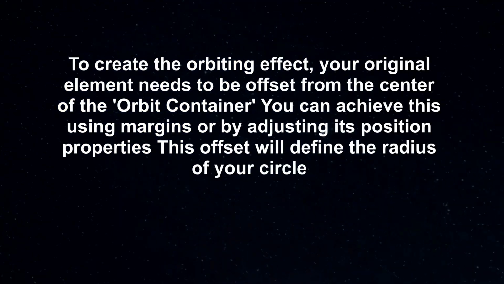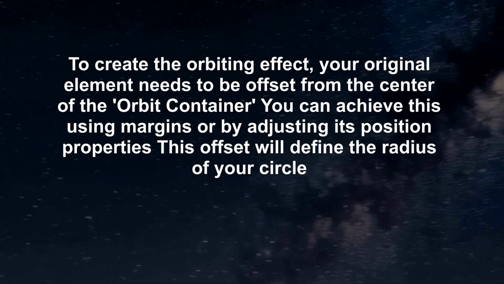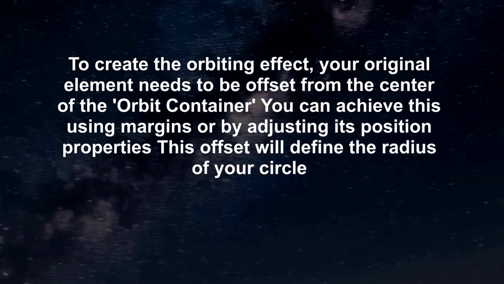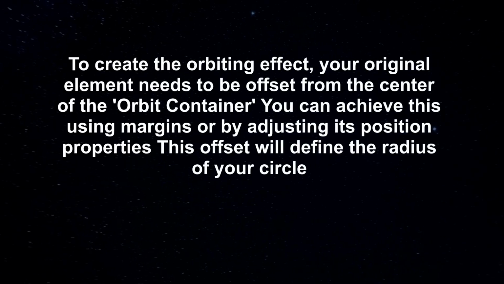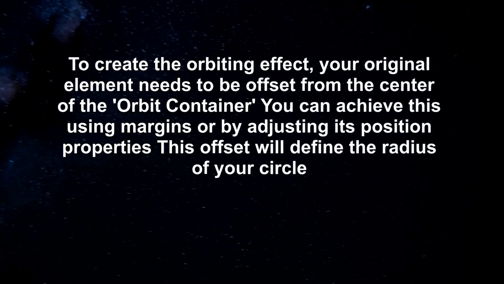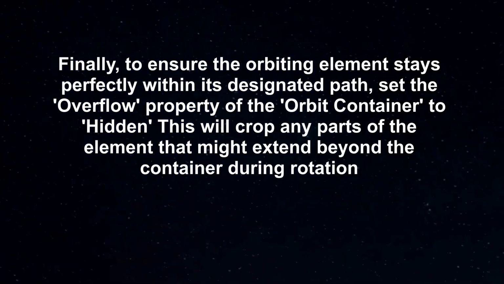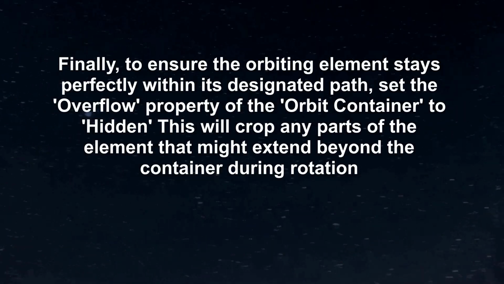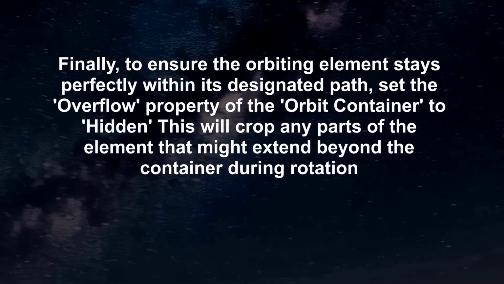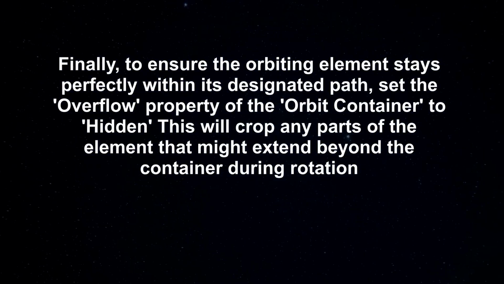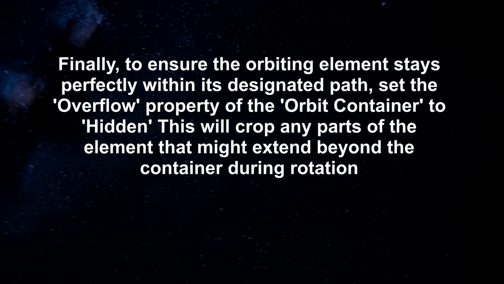To create the orbiting effect, your original element needs to be offset from the center of the orbit container. You can achieve this using margins or by adjusting its position properties. This offset will define the radius of your circle. Finally, to ensure the orbiting element stays perfectly within its designated path, set the Overflow property of the orbit container to Hidden. This will crop any parts of the element that might extend beyond the container during rotation.